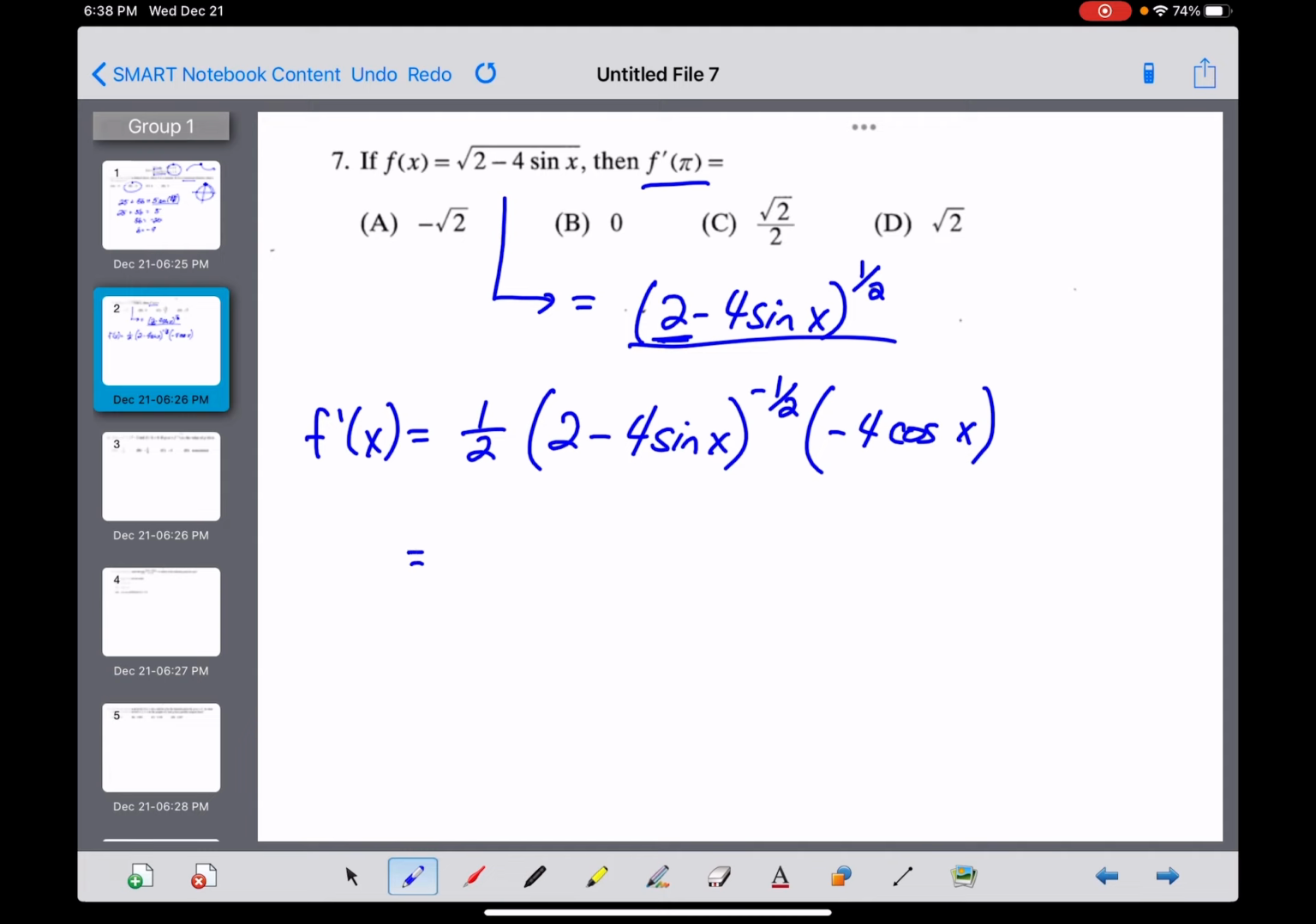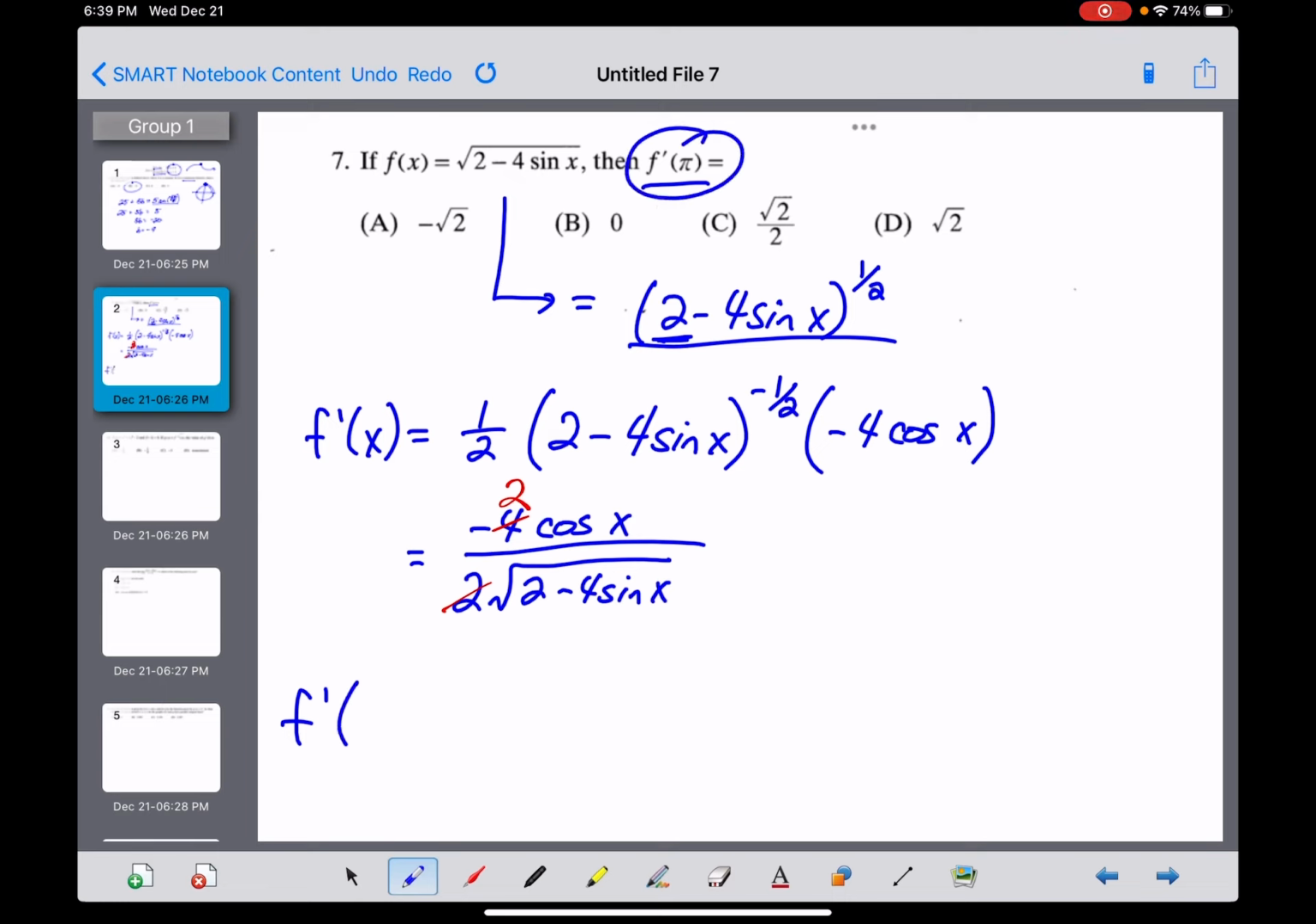And I think we could clean this up just a little bit here, guys, by making it a negative 4 cosine of x up on top of a fraction. The 1/2 out in front puts a 2 on the bottom, and then we've got a square root of 2 minus 4 sine of x. And I did notice one other thing we could do right here. That 2 can cancel out with a 2 here and make that a negative 2 cosine of x. So I think at that point I can go ahead now and work on evaluating f prime at pi, which is what they wanted us to do right here.